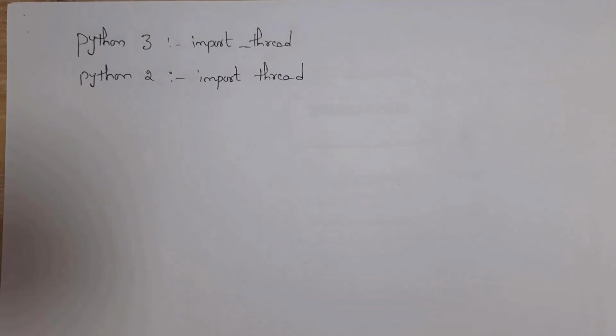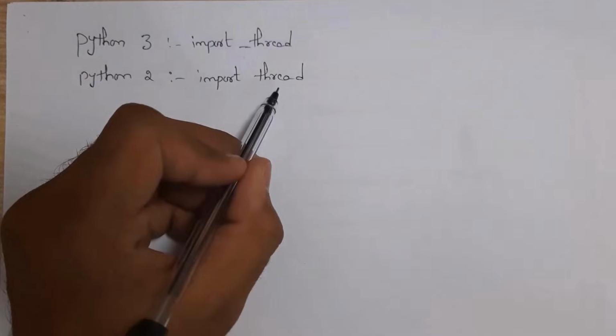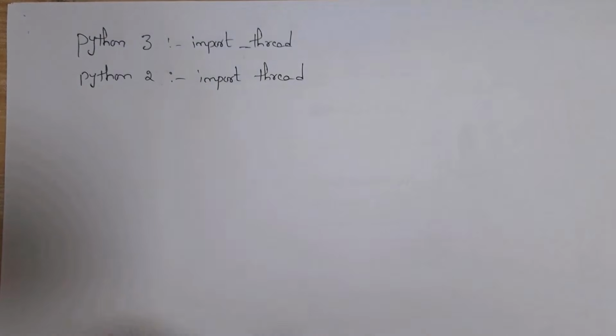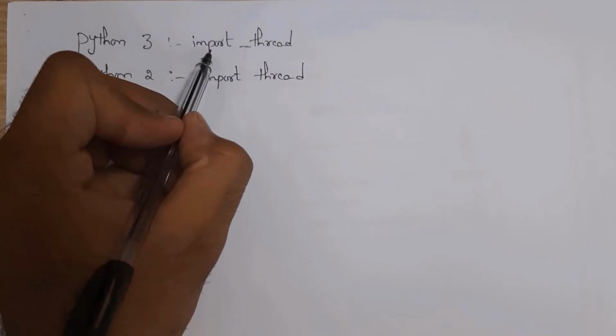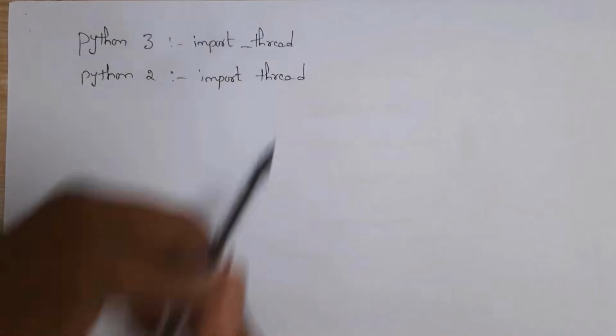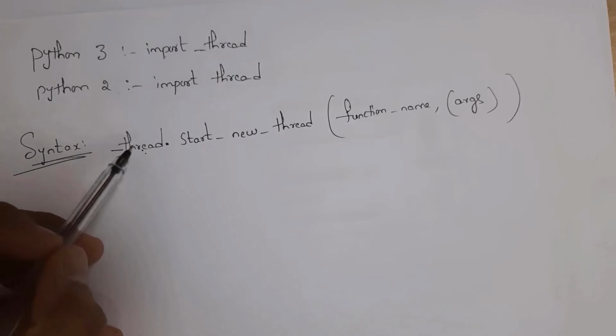Whereas in Python version 2, if you want to import thread module, you need to write import thread. And whereas in Python version 3, if you want to import thread module, you need to write import keyword and _thread. This is syntax of _thread module.